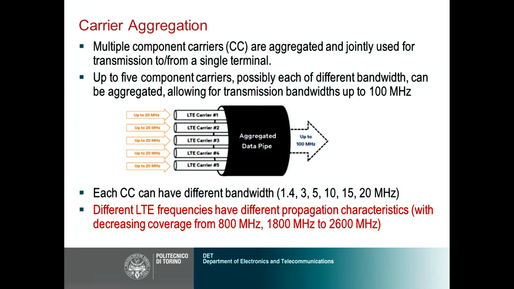Well, if you have these, then of course you have to deal also with different propagation conditions. So assigning to the same user at the same time a portion of resources that come from the 800 megahertz spectrum and from the 1,800 megahertz is not so easy, because you're asking it to deal with different power levels, first of all. And so the design of the receiver turns out to be more complicated.